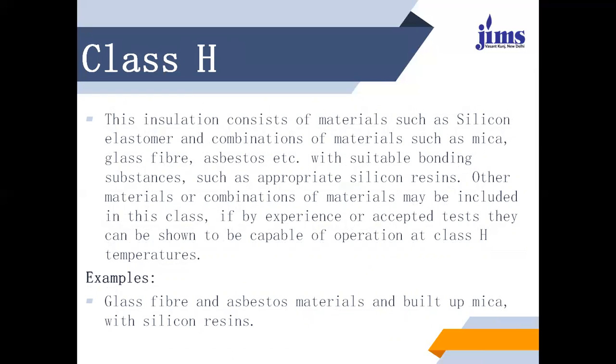The next category is the class H type. This insulation consists of materials such as silicone elastomer, and combinations of materials such as mica, fiberglass, and asbestos with suitable bonding substances such as appropriate silicone resin. Other materials may be included in this class if by experience or accepted test they can be shown to be capable of operating at class H temperatures. Examples of class H materials are glass fiber and asbestos materials and built-up mica saturated with silicone resins.